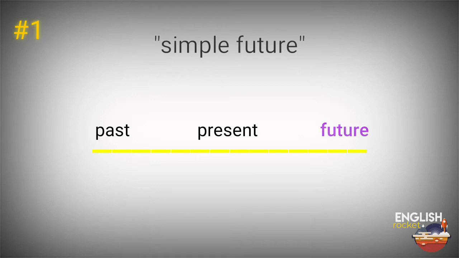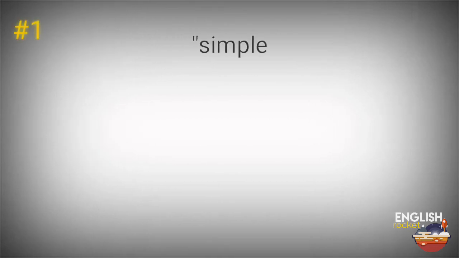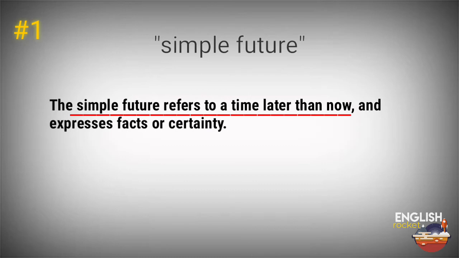We use the simple future for actions that will happen in the future. For example, tomorrow, next week, next month, and so on. Notice, we are not talking about an action that happened before. We are not talking about actions that are happening now. We are talking about actions that will happen. So, the simple future refers to a time later than now. I hope you got this.